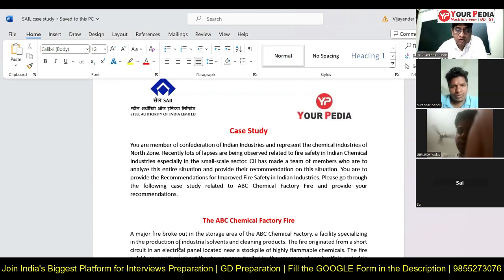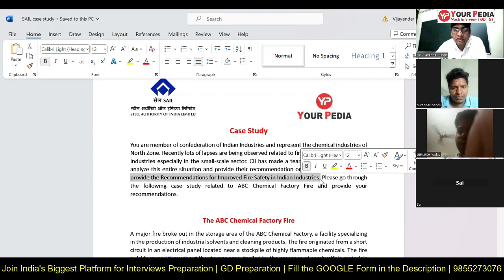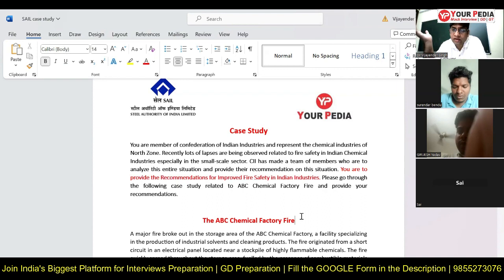That is the task given to you. This is the task, friends, which is given to you. That is the most important thing, and you have to note down the task. The task is to provide the recommendation for improvement of fire safety in Indian industries.